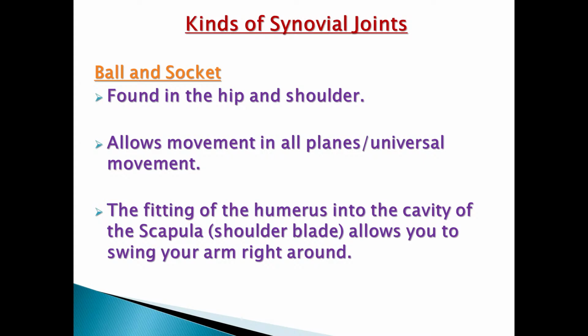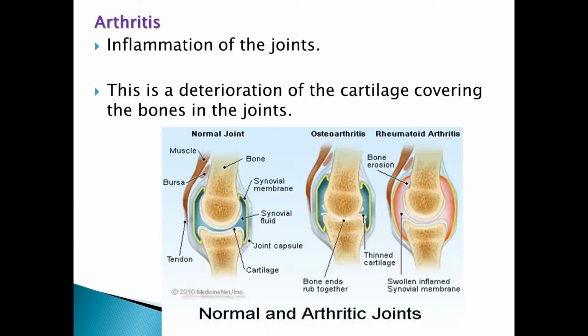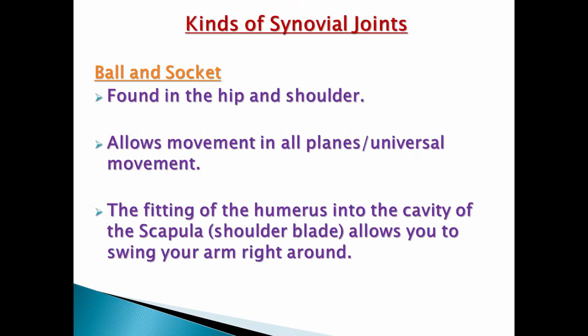So the last pointer there, the fitting of the humerus. So they are giving an example. So the humerus at that shoulder joint fits into the cavity of the scapula, and that is the shoulder blade, and allows you to swing your arms. So definitely a good example in terms of the shoulder there. Because if the joint at the shoulder is not able to move accordingly, then it's going to be difficult to rotate the arm at that position.